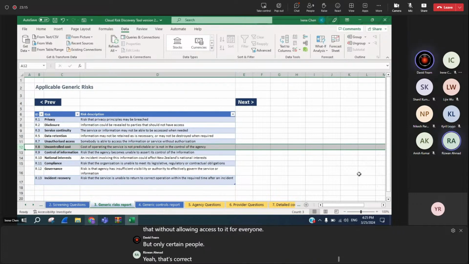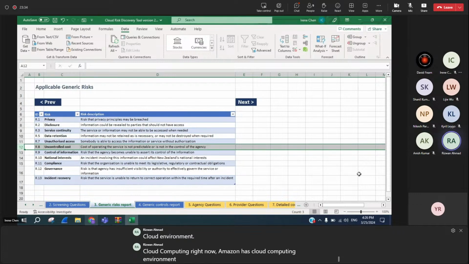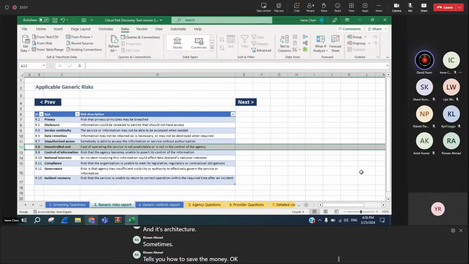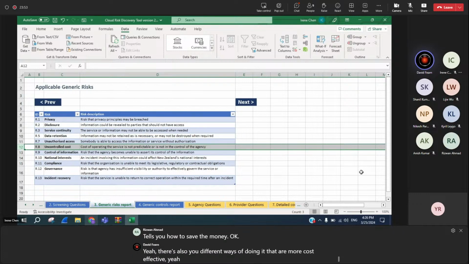Yeah, that's correct. There's one thing that you need to work on, based on the cloud environment, cloud computing, right? Yeah. Now, Amazon has a cloud computing environment, and its architecture sometimes tells you how to save the money. Yeah, that's right. There are also different ways of doing it that are more cost effective. Yeah, no, I understand that. Yeah, I've done the modules.